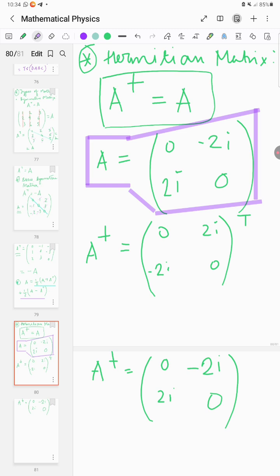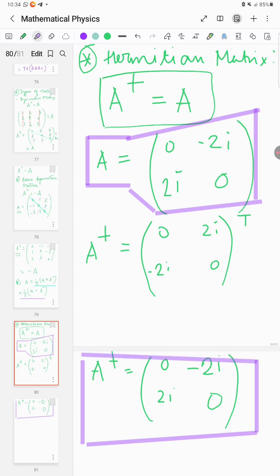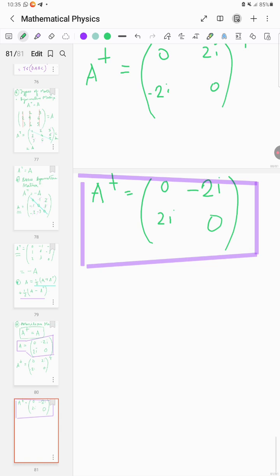Right, so this is exactly identical to A dagger, which is this. Alright, so what we could see is A dagger is becoming equal to A, and hence we can say that A is Hermitian.